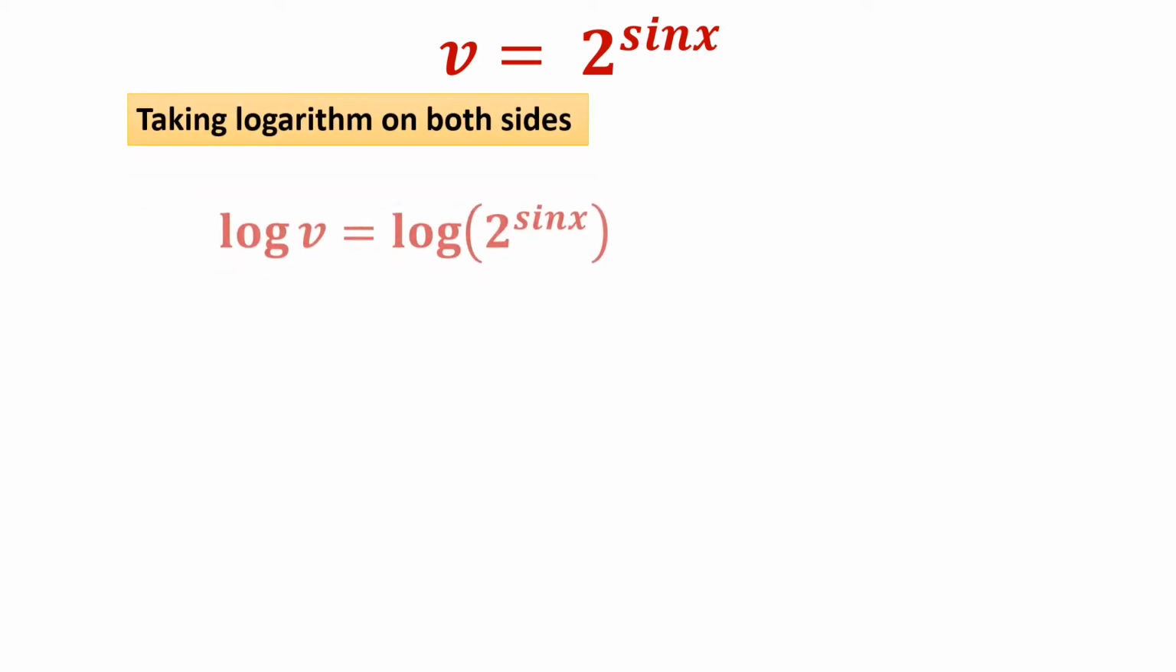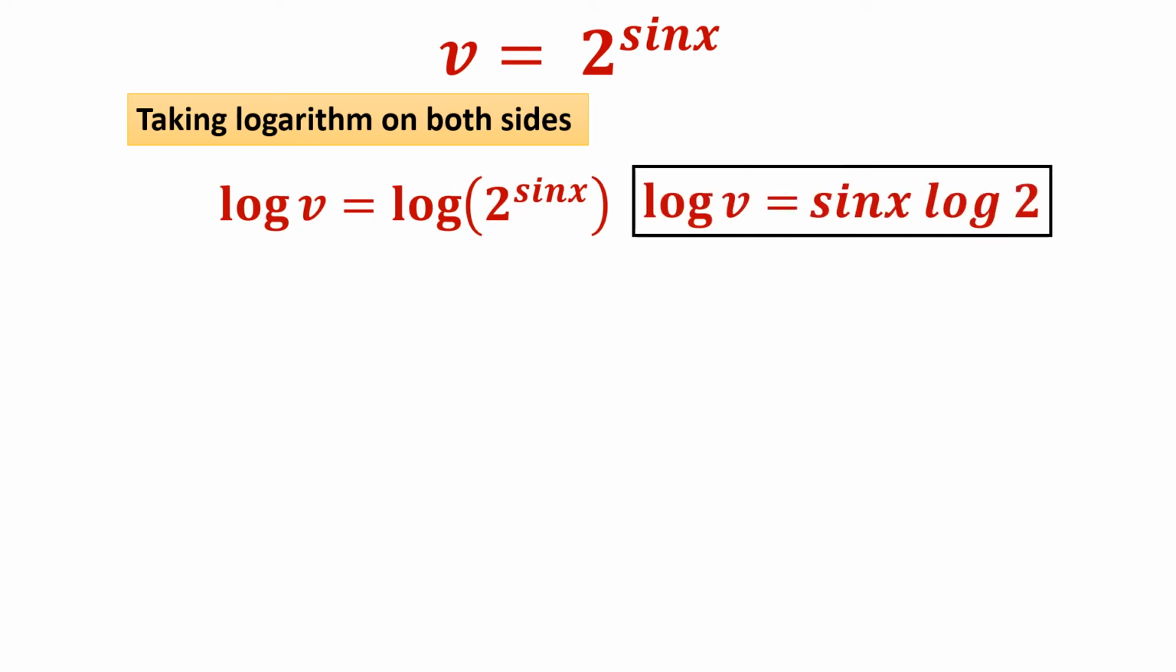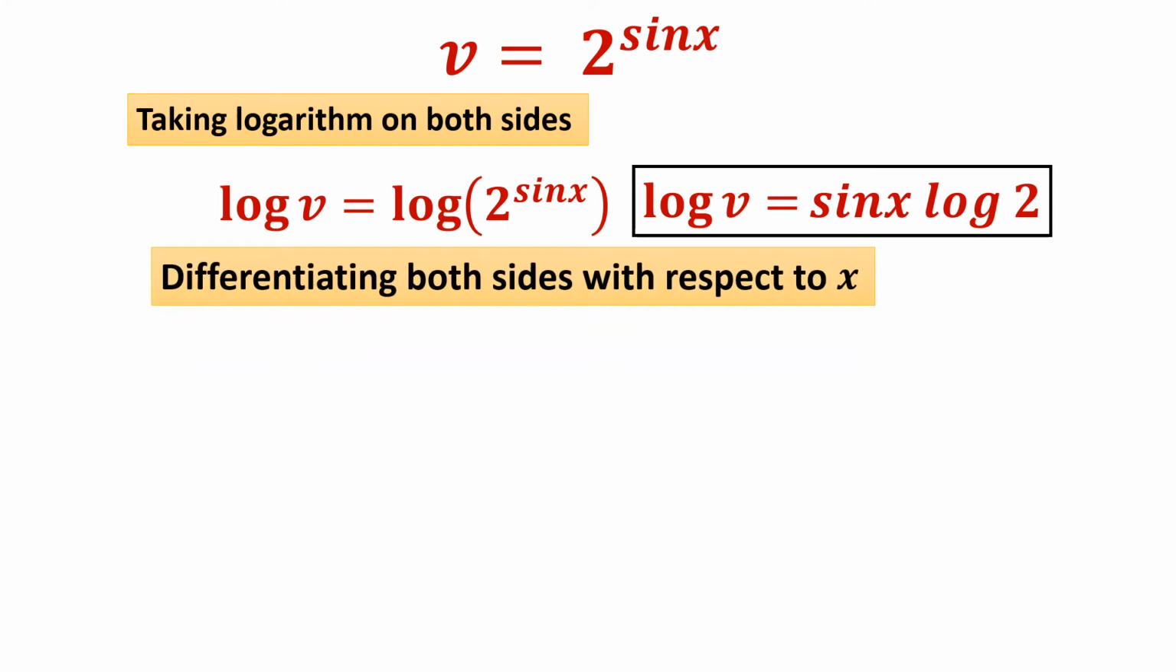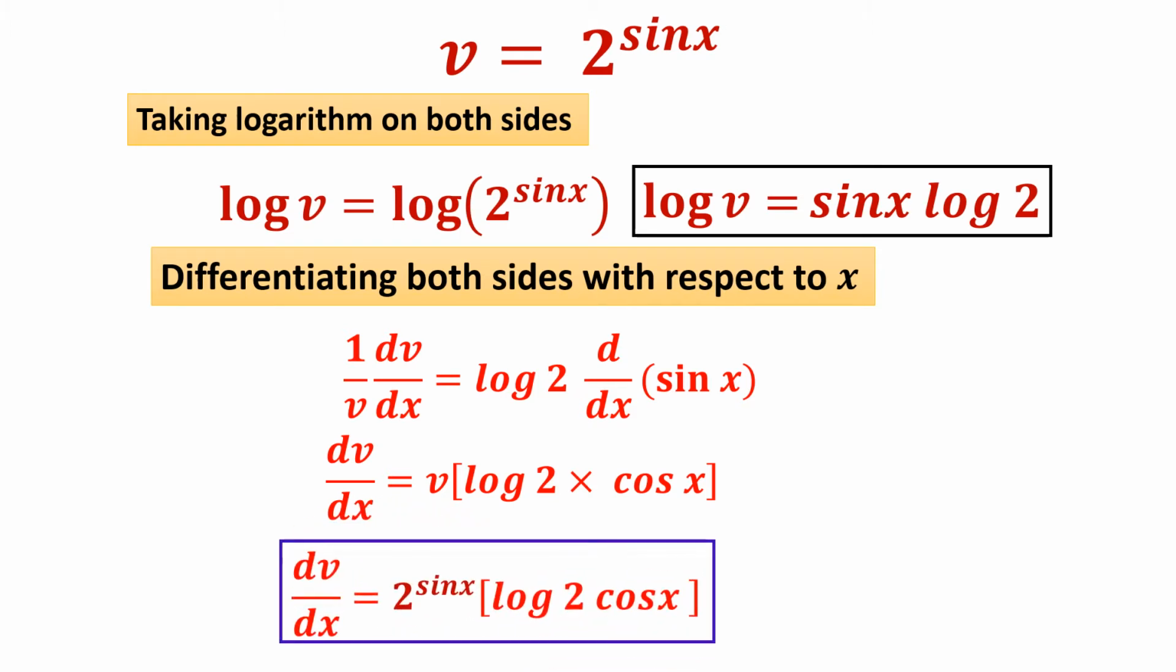Suppose if you feel, sir, I will take logarithm on both sides, you can take log on both sides. Log v is equal to sin x into log 2. Here the advantage is log 2 is a constant, so you can take it outside. Therefore you have to differentiate only sin x. The differentiation of sin x is cos x. Then multiplied by that v, it will become 2 power sin x into log 2 into cos x.